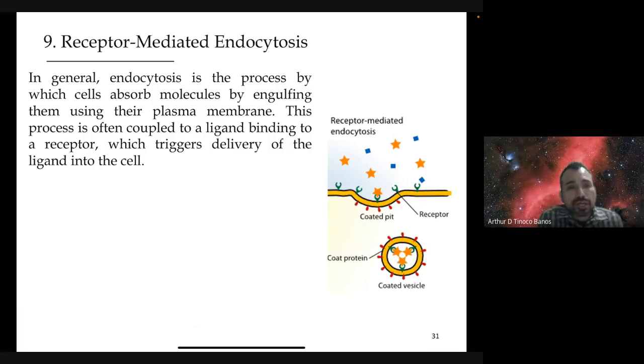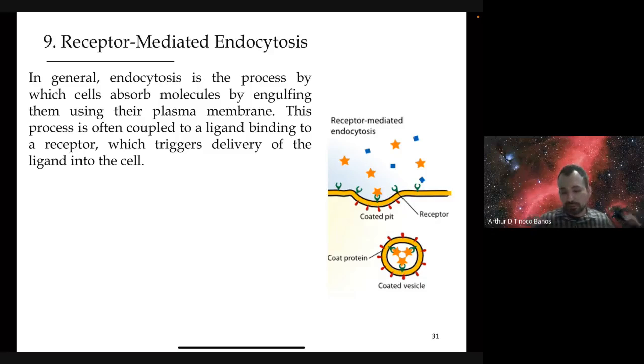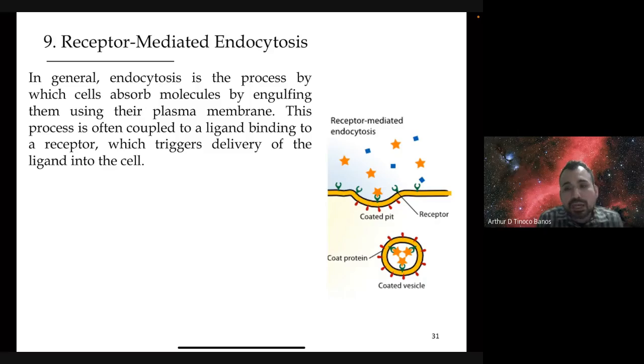Then we have what is known as receptor-mediated endocytosis. So this is what I was saying to you. All of these processes involve the membrane, but here we actually have the physical features of the membrane becoming part of the actual motion, of the actual movement. So in general, endocytosis is the process by which cells absorb molecules by engulfing them using their plasma membrane.